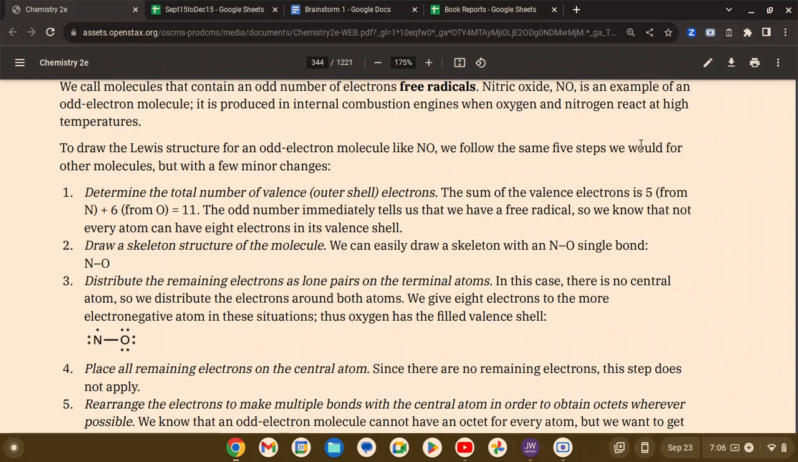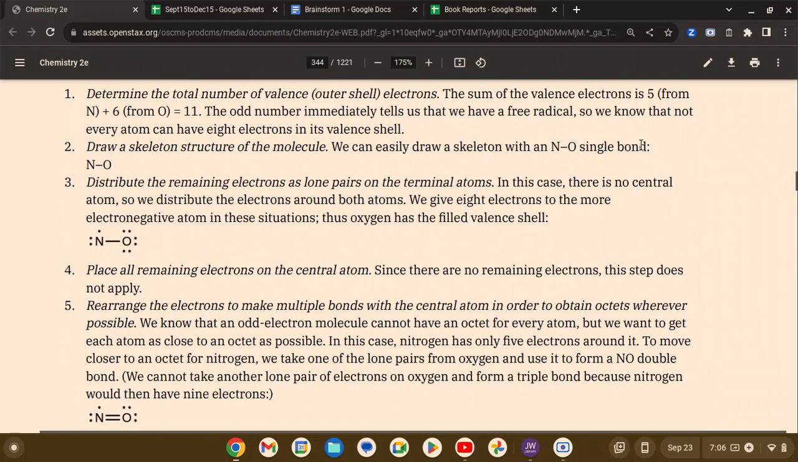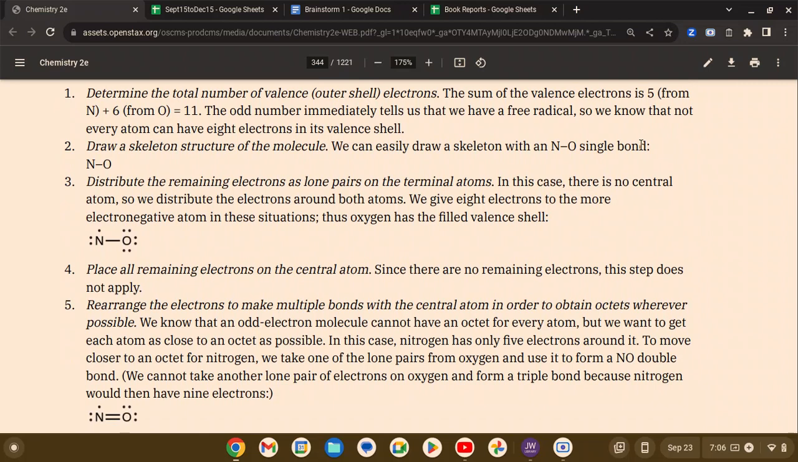1. Determine the total number of valence electrons. The sum of the valence electrons is 5 from N and 6 from O, which gives you 11. The odd number immediately tells us we have a free radical, so we know that not every atom can have 8 electrons in its valence shell. 2. Draw a skeleton structure of the molecule. We can easily draw a skeleton with an NO single bond.